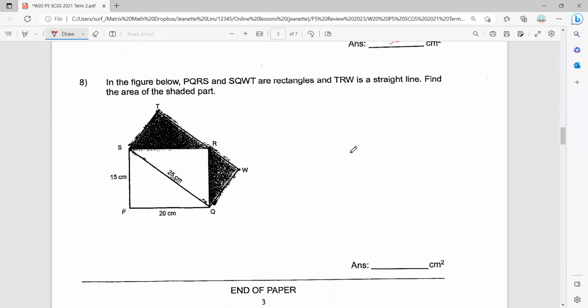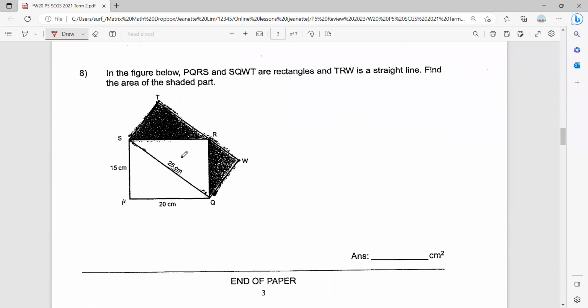Question 8. In the figure below, PQRS, this is a rectangle. SQWT is also a rectangle. Then you have TRW straight line. Find the area of the shaded part.